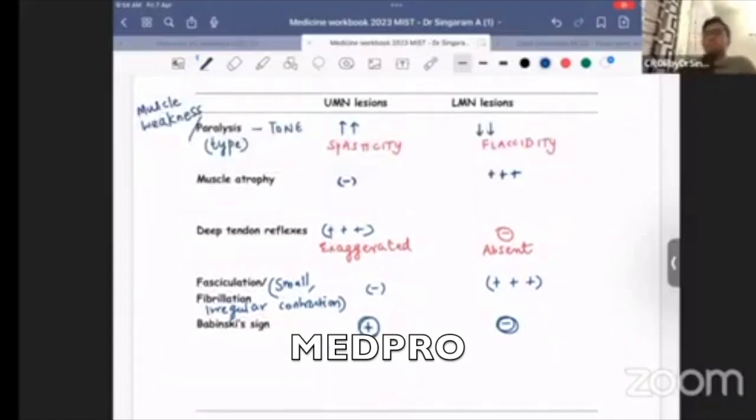Okay, fine. The first 3 things are the ones which are definitely very important: type of muscle paralysis, where you get muscle atrophy, and deep tendon reflexes, where you see exaggerated reflexes and where they are absent. I hope you're able to follow this. Clear? So these are the typical differences between UMN and LMN lesions. Please know the concept of UMN, the concept of LMN, and then the manifestations of each of these lesions. Fine. So let us move on to the next one.